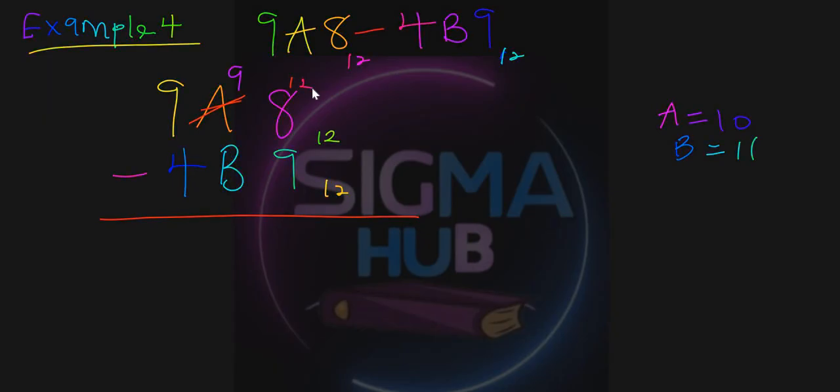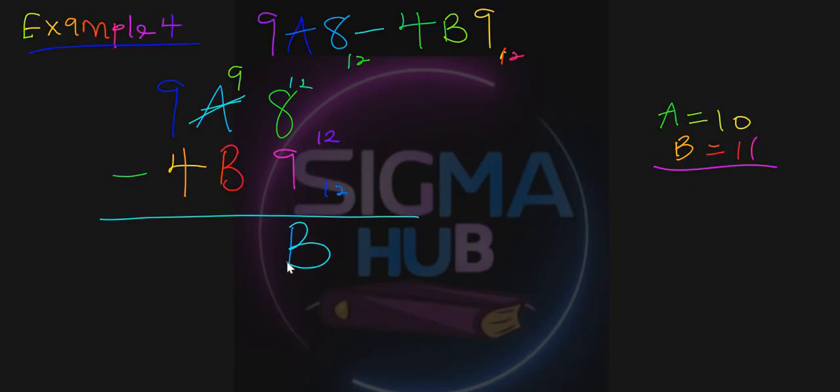Of course, I will not write 11 because we are doing base 12. What is the representation of 11? The representation of 11 is B. So I'm going to be writing B. Then we have 9 minus B. That's 9 minus 11. Don't forget B is 11. 9 minus 11 is not possible.